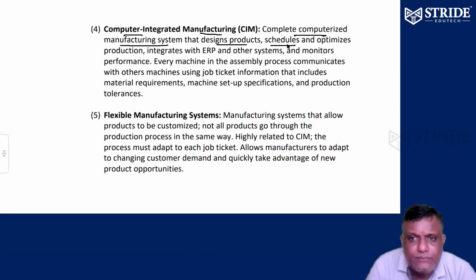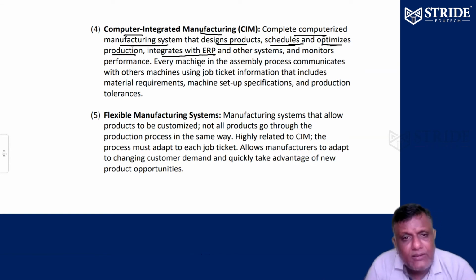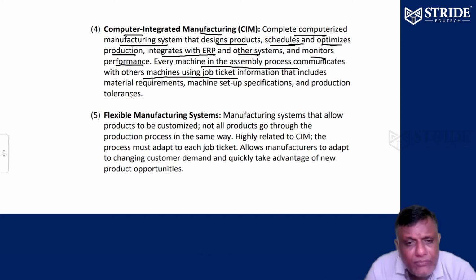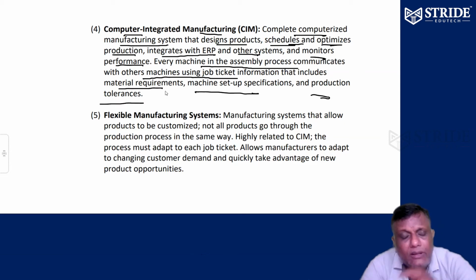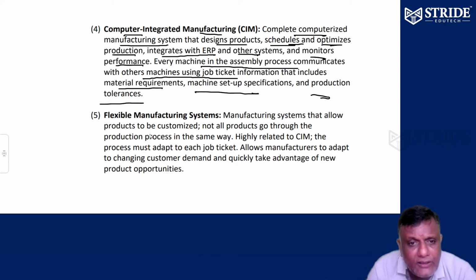That's integration: scheduling, optimizing production, ERP integration. Other systems, monitors, everything has been integrated for performance. A machine in the assembly process is going to work with other machines using information, requirements, machine center specification, production, short tolerance. Everything will be integrated, computer and manufacturing are integrated.